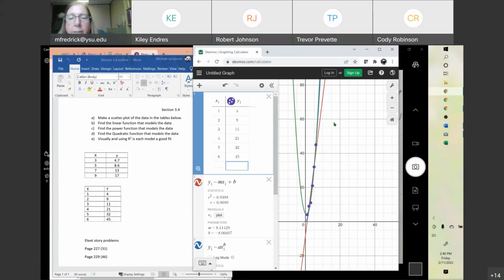You can see the green is your parabola, the straight line, exponential function. But if you look at the R's, they did change. Any questions on that?